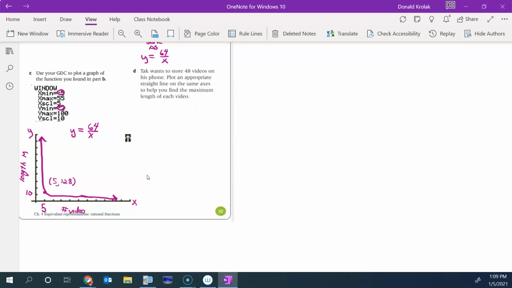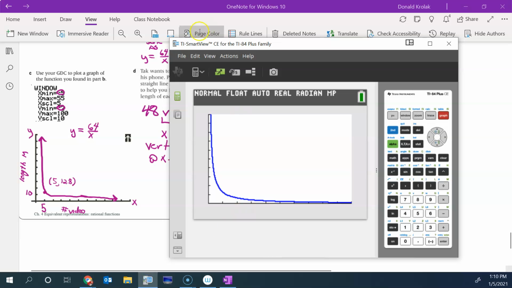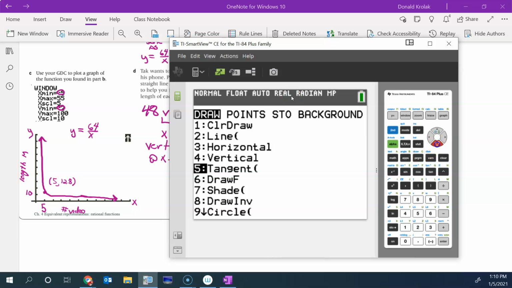All right, last question. He wants to store 48 videos. Plot an appropriate straight line. Okay, so is your line going to be horizontal or vertical? Yep. This is the x-axis. So I'm going to draw a vertical line at x equals 48. Line at x equals 48. Okay, if I did it on my calculator, that's when I used my draw menu. Okay, second, draw, vertical.